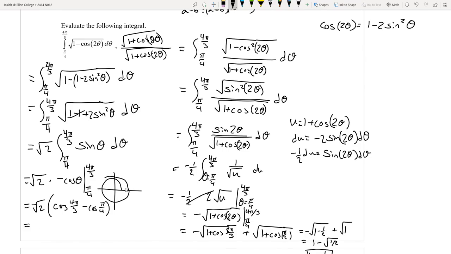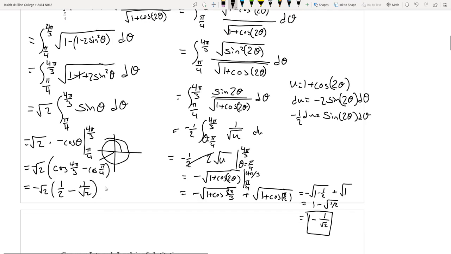You can see that 4 pi thirds is going to be down here. So we're still talking about a negative value. And so when we multiply here, we'll end up with negative root 2 over 2 minus 1, plus 1. Root 2 over 2 is the same as 1 over root 2, so we get the same thing again.